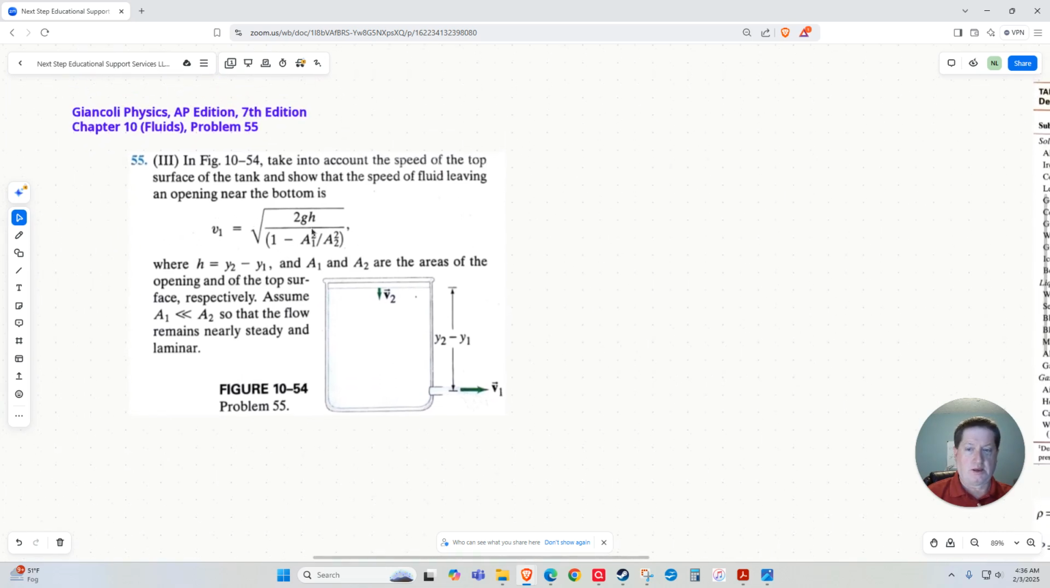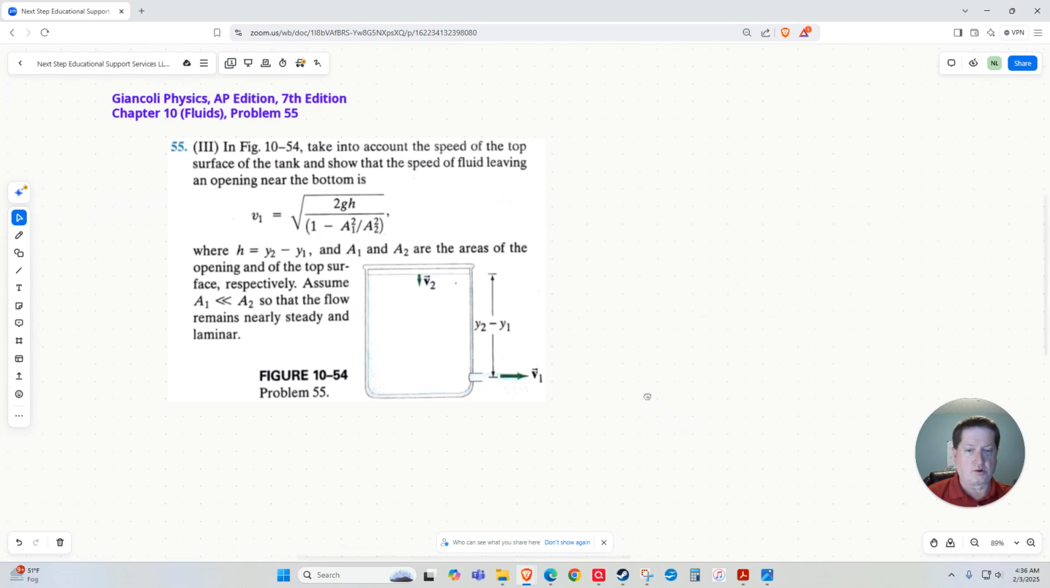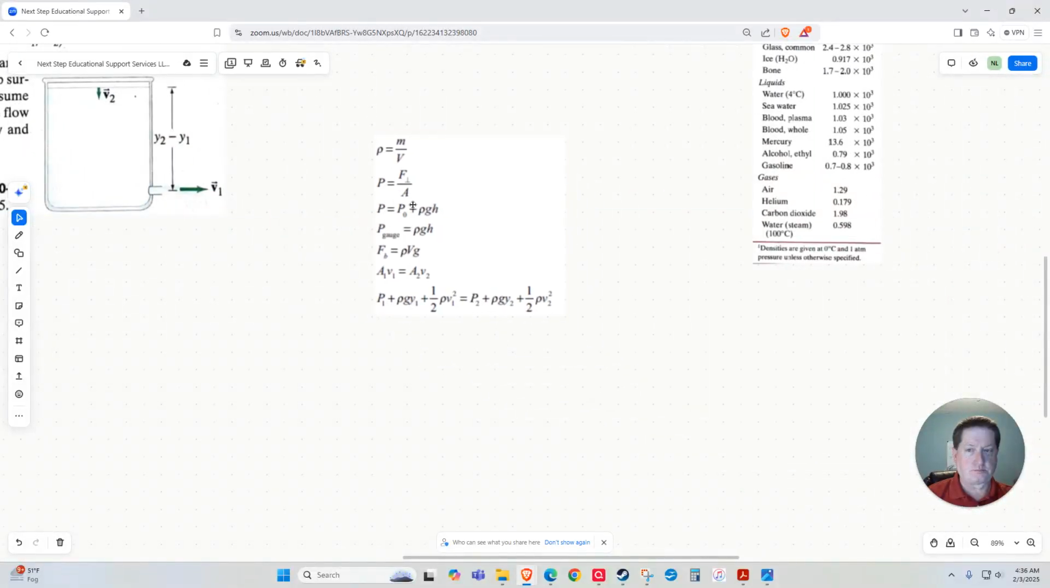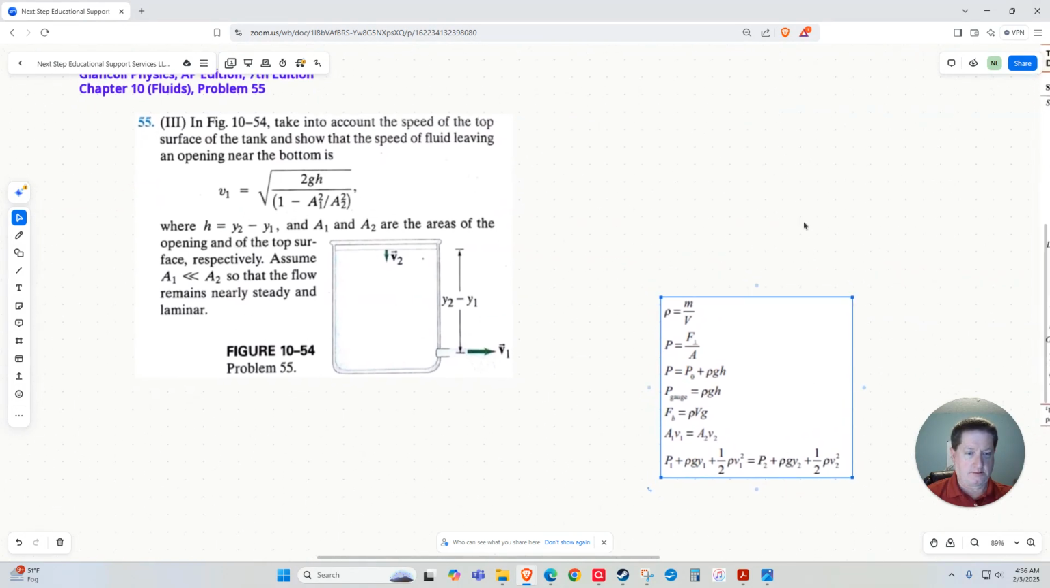So again, as expected, we think this is probably a Bernoulli's equation type problem. We're going to do that. Now we're dealing with areas here and velocities. And since we don't have velocity 2 over here, strong suspicion we're also going to use our continuity equation to translate from velocity 1 to velocity 2. So let's go ahead and grab those equations. We'll start with Bernoulli's here.